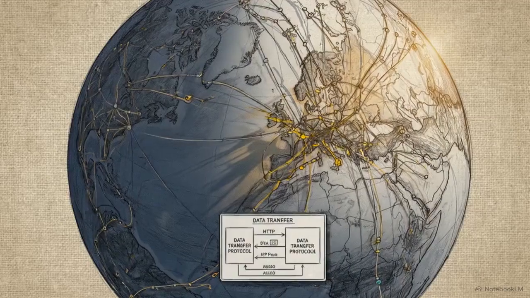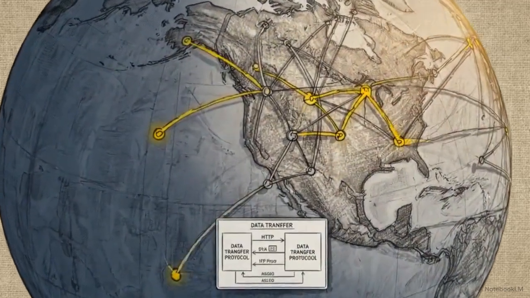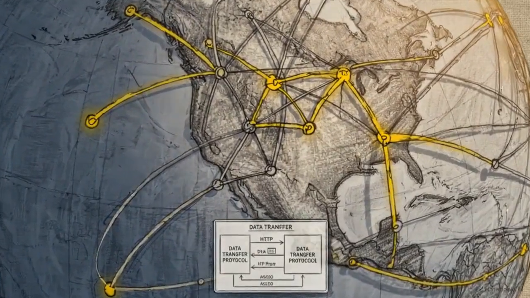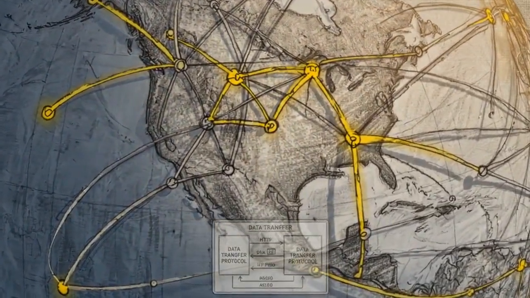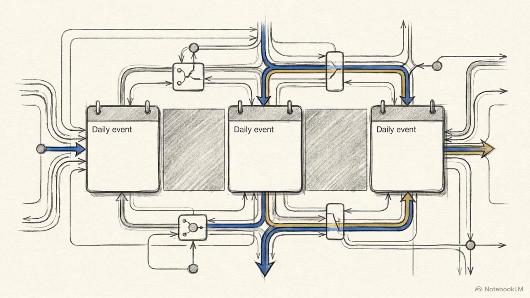It calculates cumulative fatigue burdens by analyzing time zones crossed, direction of travel, and activity density to map out physical exertion limits. Embedding these biological limits into the data structure ensures the system avoids generating schedules that are mathematically possible but physically exhausting to execute.